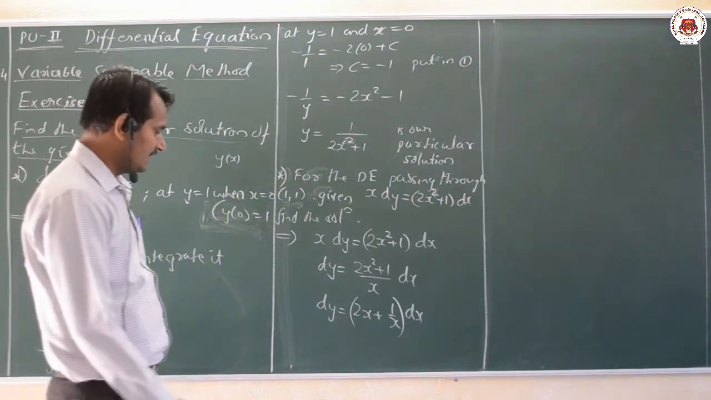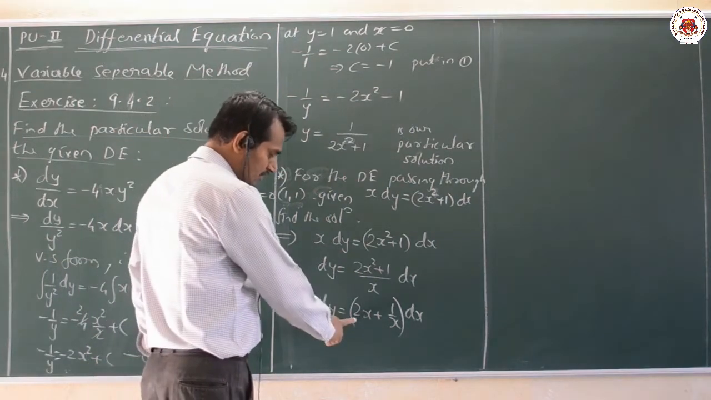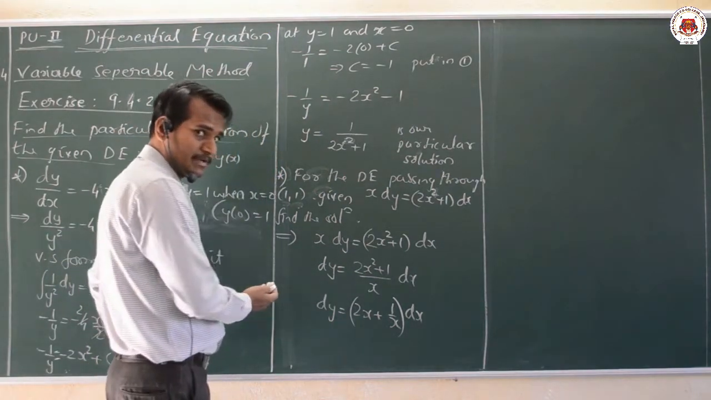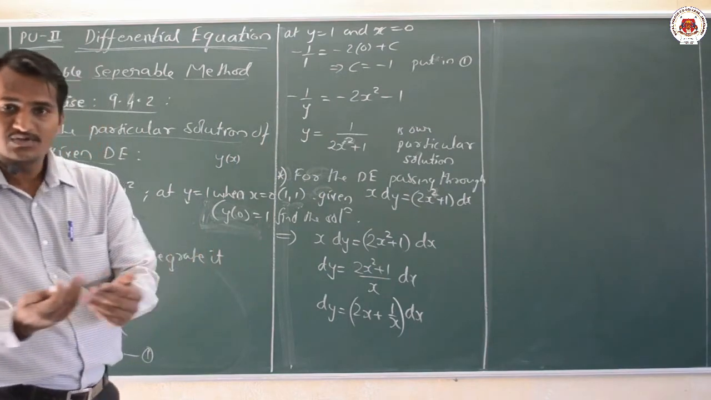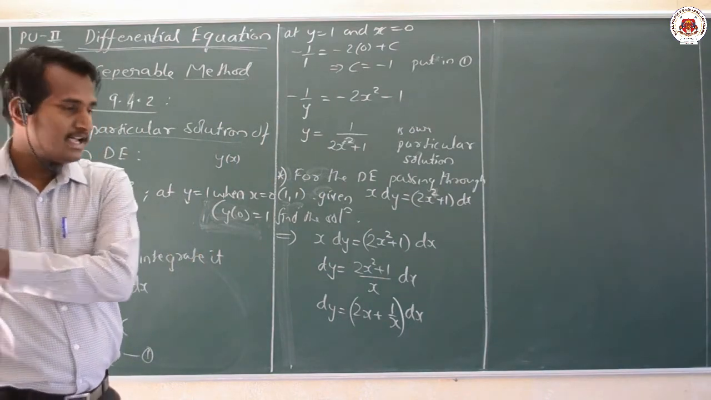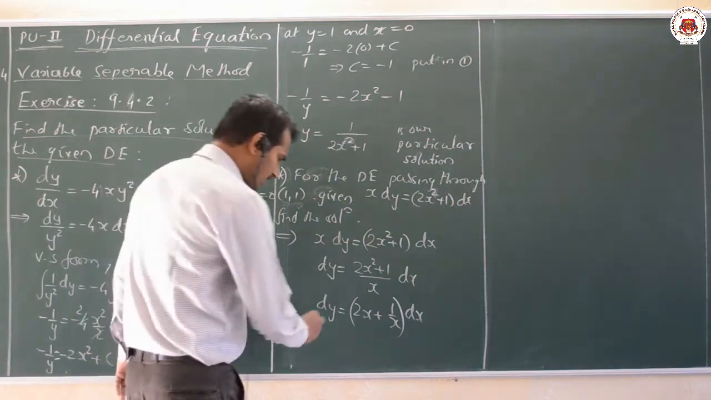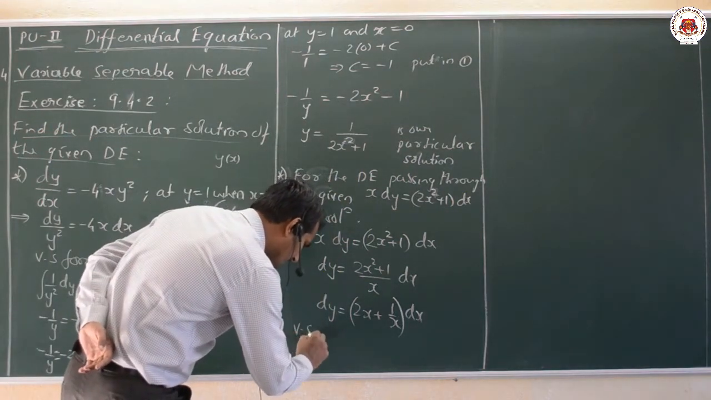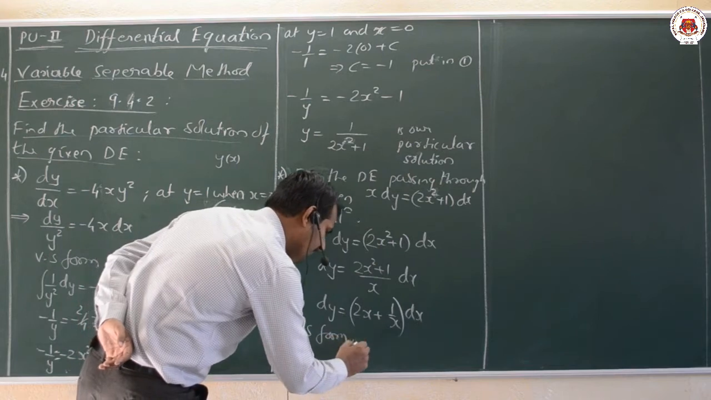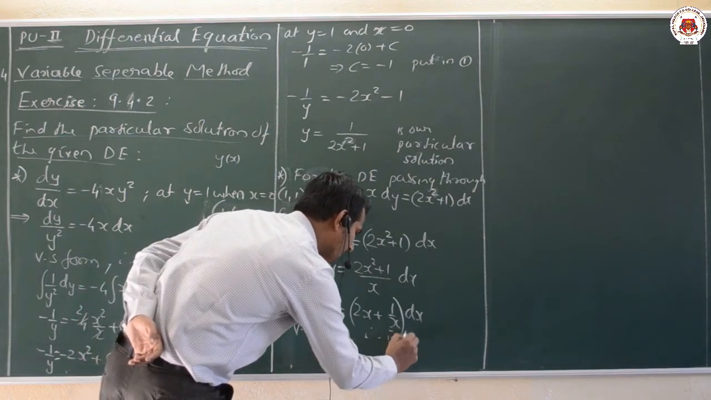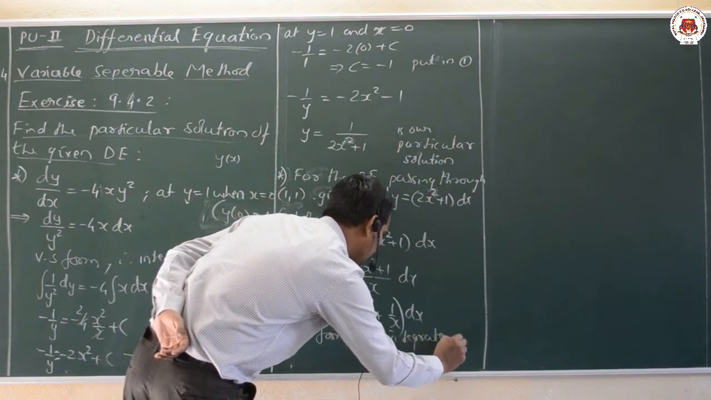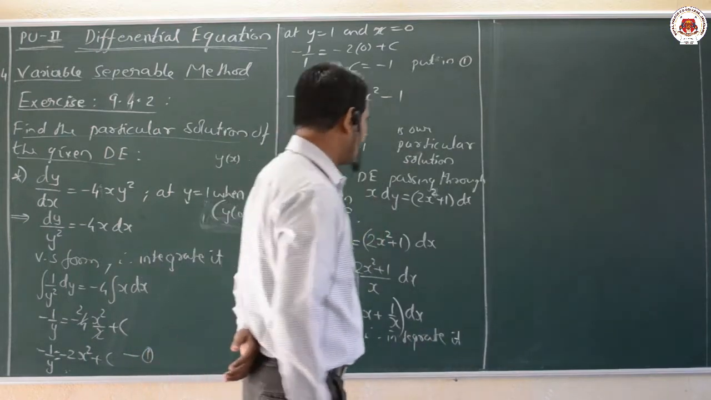How to integrate here? That is nothing but variable separable form. Variable separable means all the terms of x on one side and all the terms of y on one side. Now here we can integrate it. That is nothing but variable separable form. Therefore, integrate it. Now what do we get after integrating?